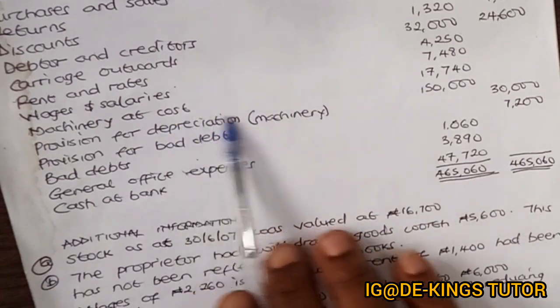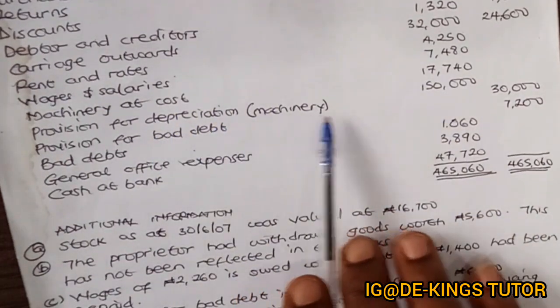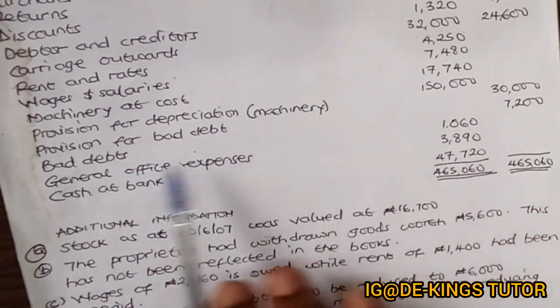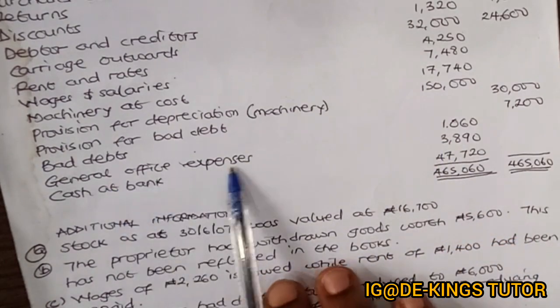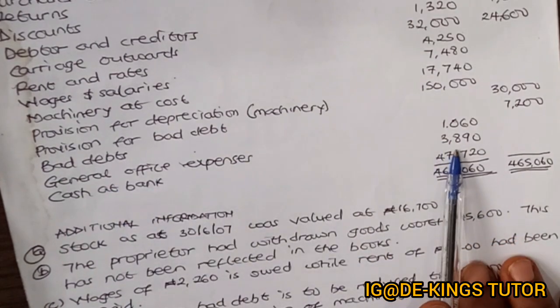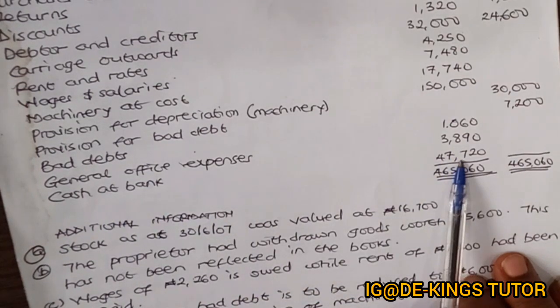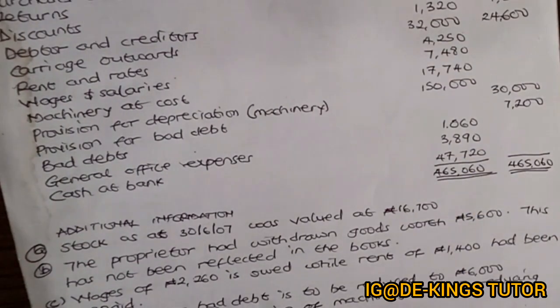17,740. Machinery at cost we have 150,000. Provision for depreciation of machinery is 30,000. Provision for bad debt is 7,200. Bad debt is 1,060. General office expenses is 3,890. And cash at bank is 47,720. Everything sums up to 465,600 naira.